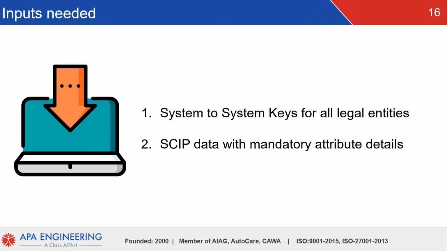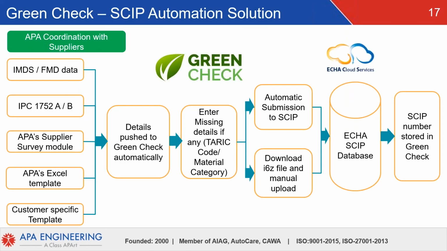And of course, the SCIP data with mandatory attribute details is also required. So fundamentally, these two are sufficient. If you have the SCIP data and the SCIP login, you just have to raise a ticket to ECHA to get the system-to-system keys. So this is the overall process for Green Check.